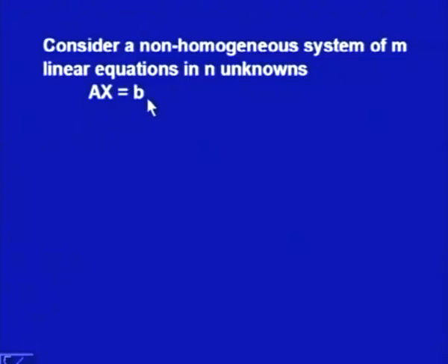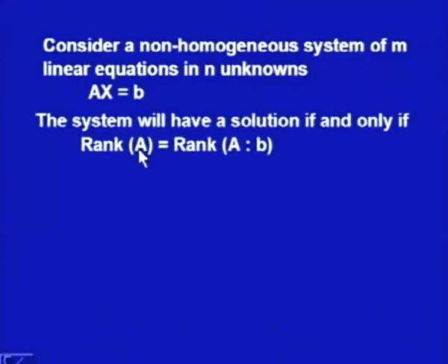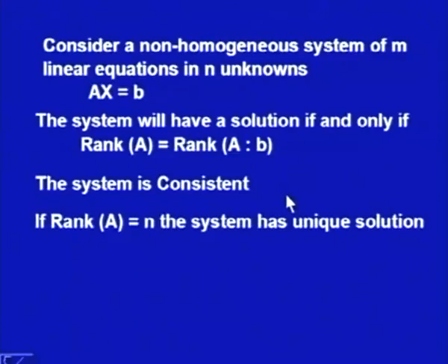We have written the system in the form Ax is equal to b, where A is an m by n matrix, m equations in n unknowns. That is why A is m by n and b is a column vector. This system will have a solution if and only if rank of A is equal to rank of augmented matrix AB. Now, if such a thing happens, then we say the system is consistent. If it is not, then the system is not consistent.